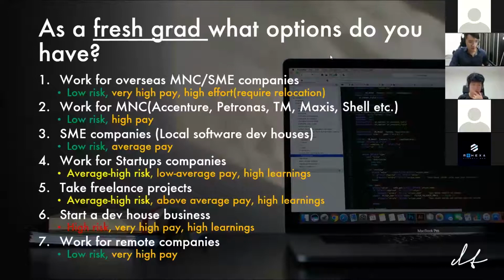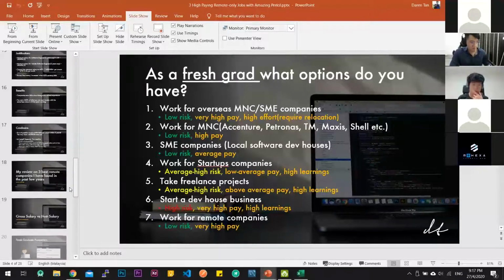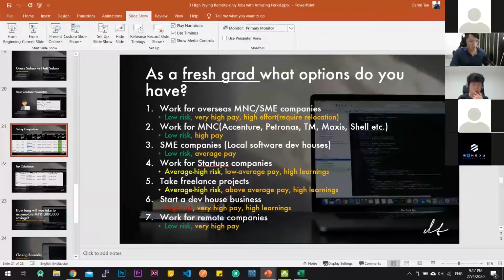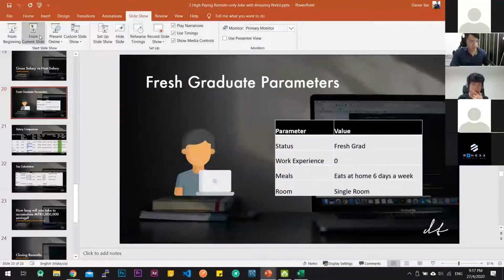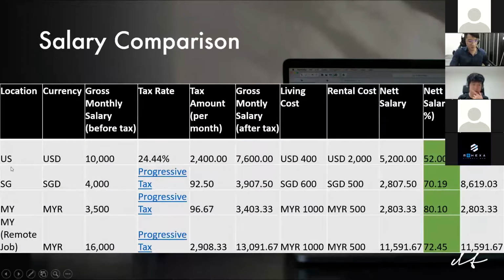So next, I want to show you the comparison for each of these paths that you choose. What kind of income can you hope to achieve? Let me show you. So for example, you start from fresh grad, work experience 0, single room, living cost. So working in the US, working in Singapore, working in Malaysia with a local job, as well as in Malaysia with a remote job.